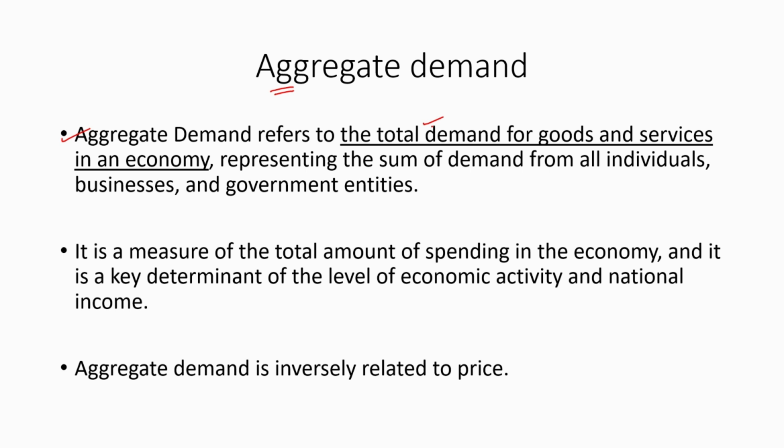Aggregate demand is a macroeconomic factor. It is a measure of the total amount of spending in the economy, and it is a key determinant of the level of economic activity and national income. Aggregate demand is inversely related to the price, which means if the price levels of goods and services increase, the aggregate demand will decrease. If the price levels of goods and services decrease, the aggregate demand will increase.